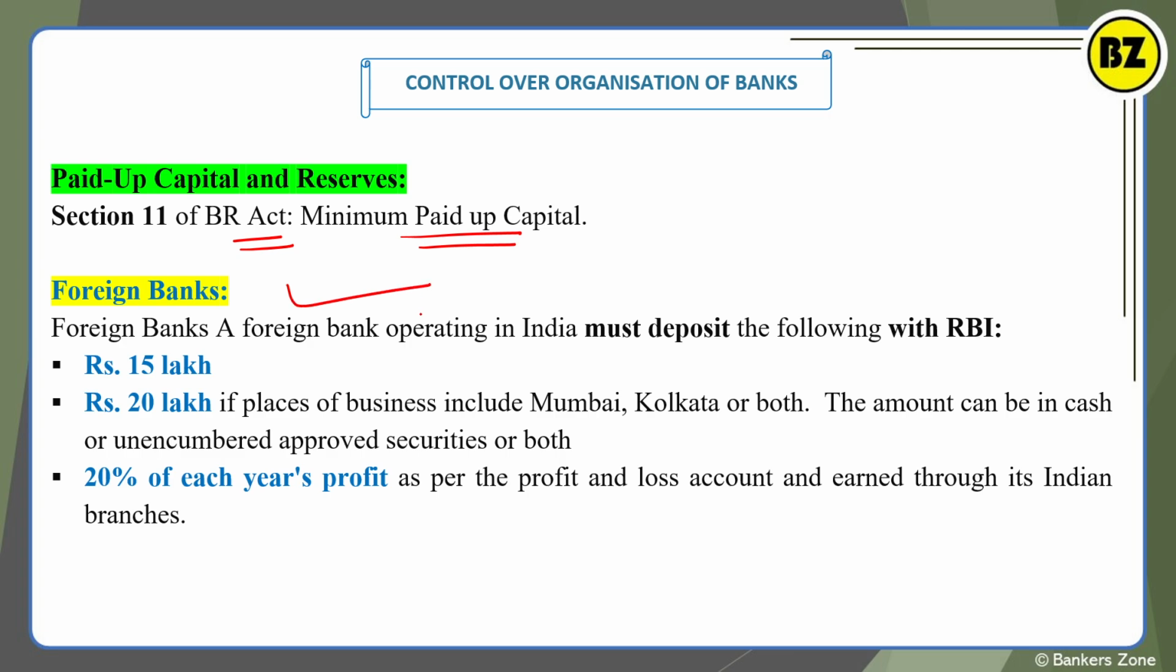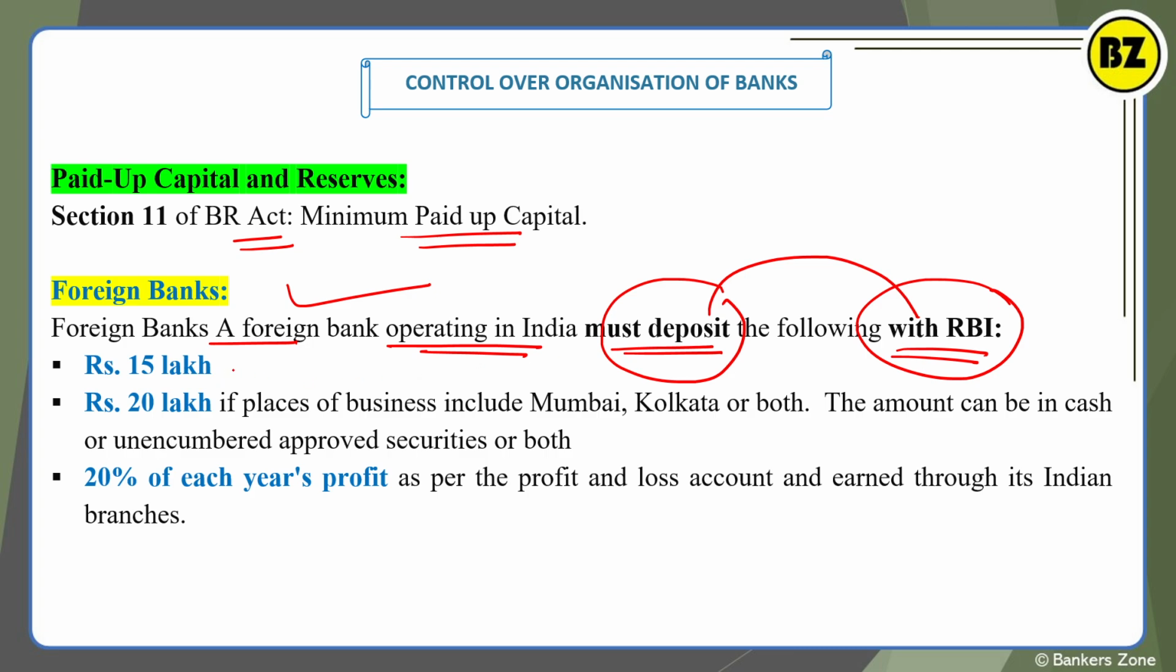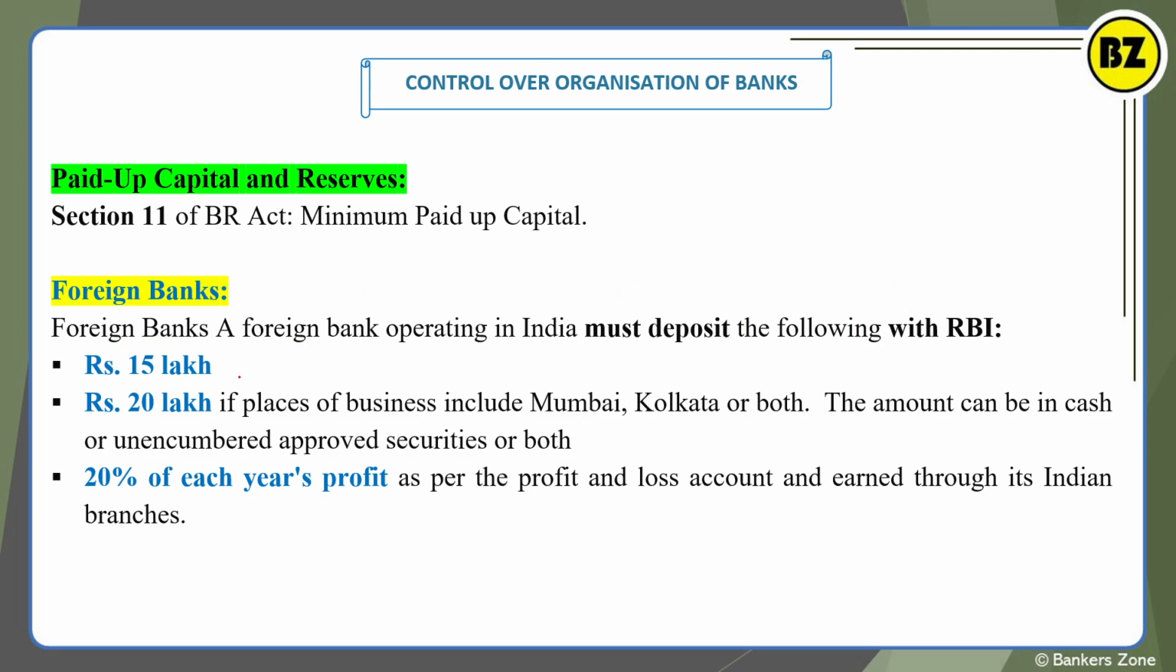So it is important from the exam point of view. A foreign bank operating in India must deposit the following with RBI. They have to put their money; they have to deposit with RBI. By default, they have to put 15 lakhs in the first. So the foreign bank has to deposit 15 lakh rupees with RBI.